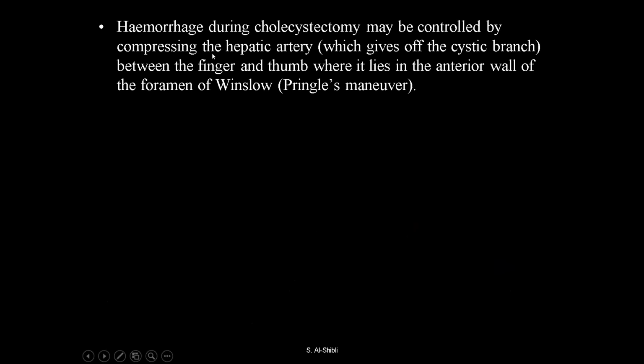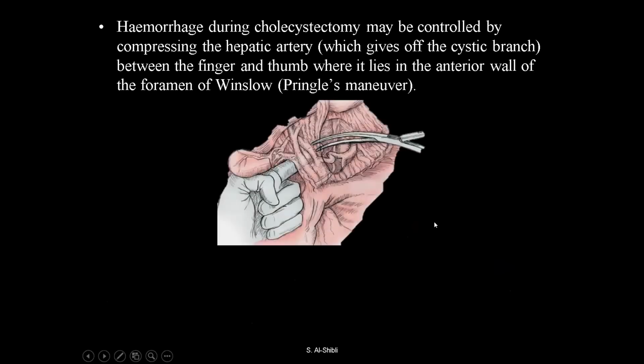If you face hemorrhage from a cholecystectomy, it can be controlled by what we call the Pringle maneuver. You have heard about the Pringle maneuver, of course. What is the Pringle maneuver? As we mentioned, this is the free edge of the lesser omentum.